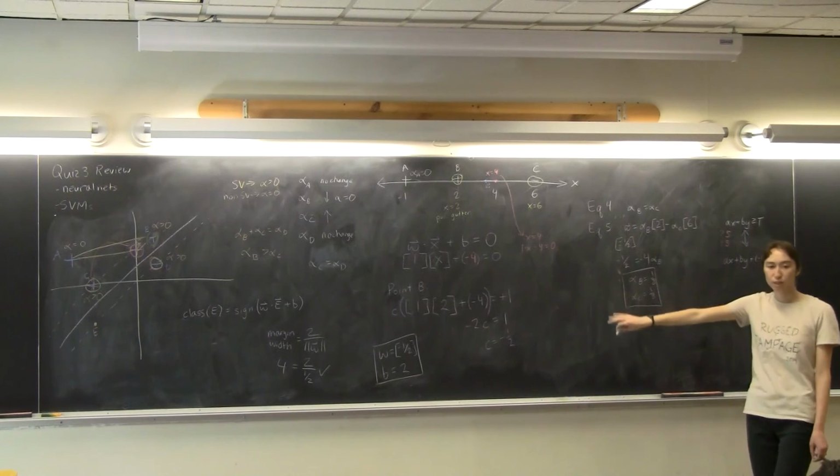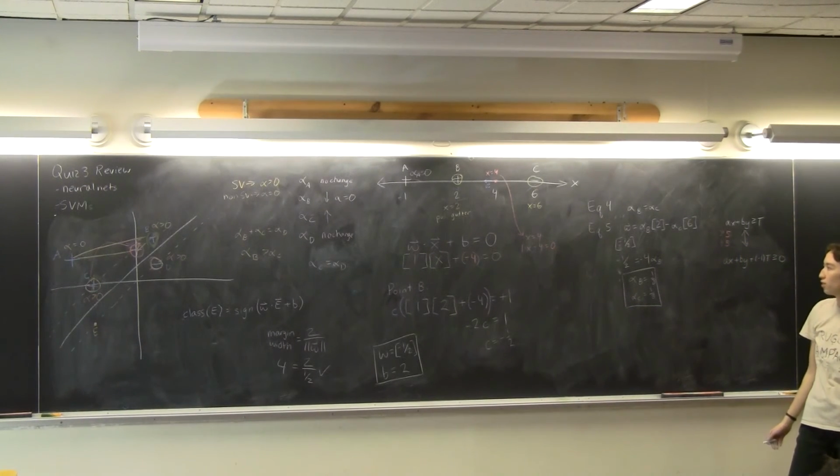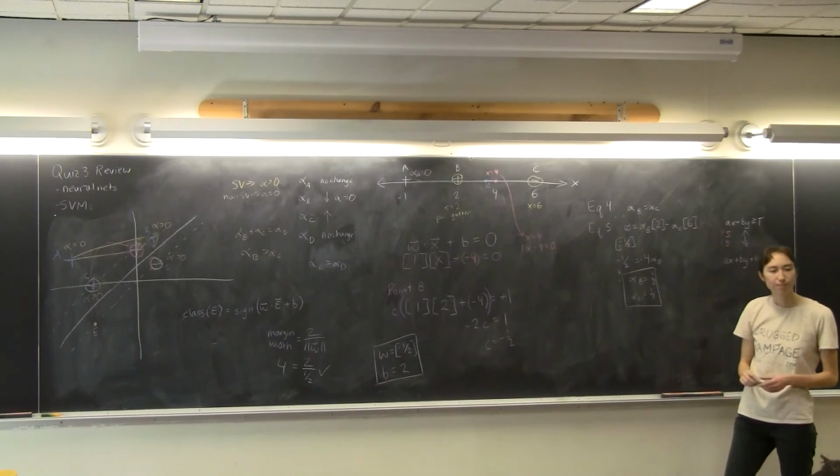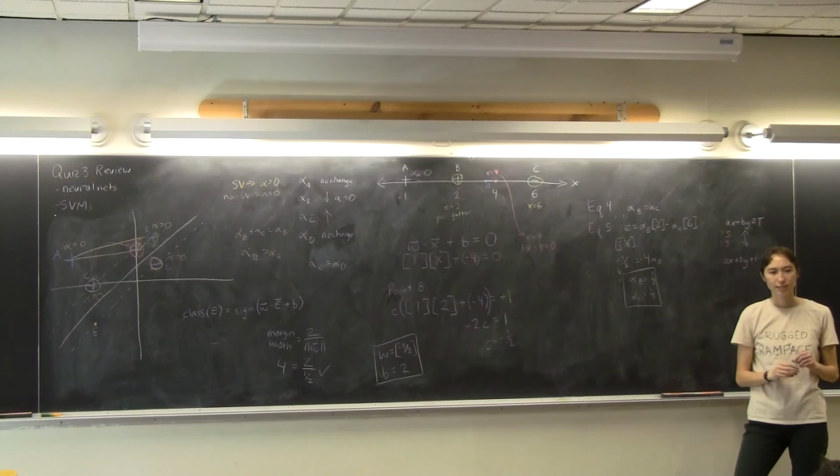So that's basically the same as the process we followed last week for 2D SVM, except that in this case, everything was just one-dimensional. Any questions on that?